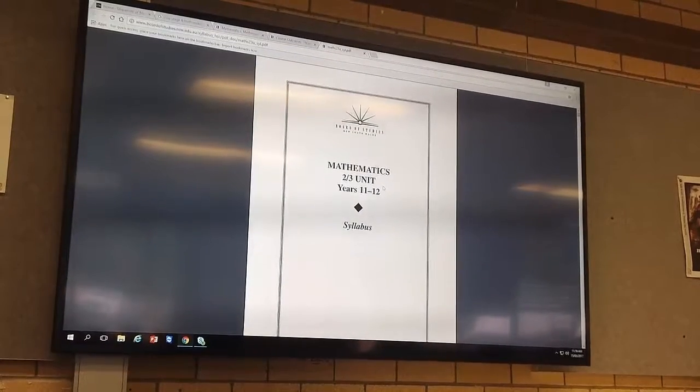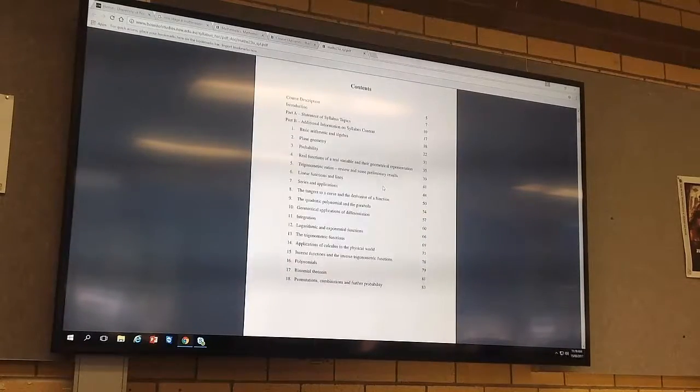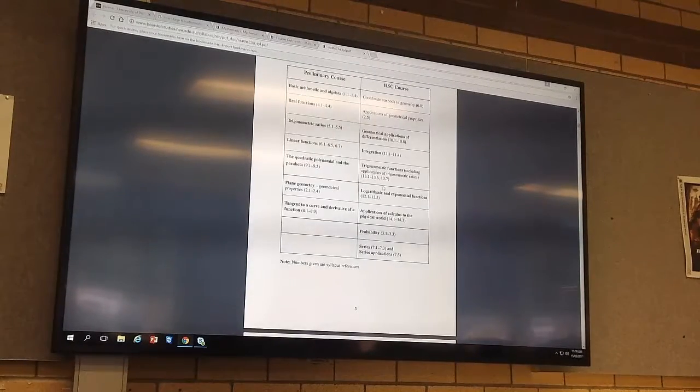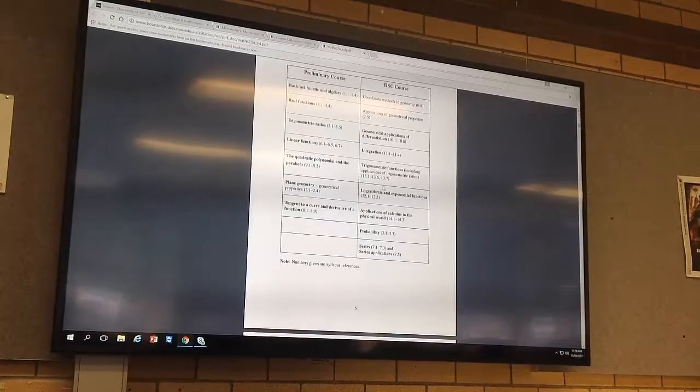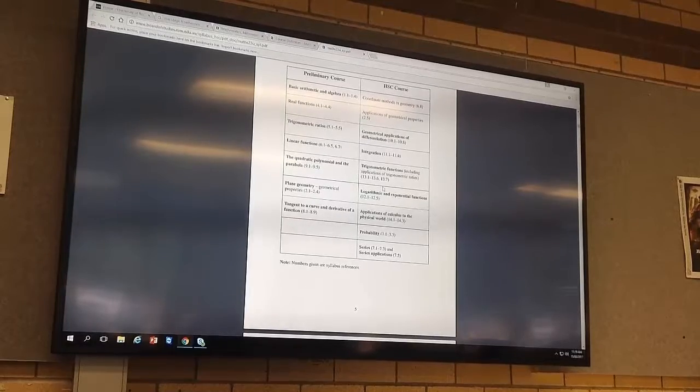Now, let us have a look at one of the sections. The syllabus document itself, most of it is straight content. So there is, right at the start, this is page 5. This is the first division of the program. So we start off in Year 11, basic algebra and arithmetic. Then we go on to functions, trig, linear functions and so on.